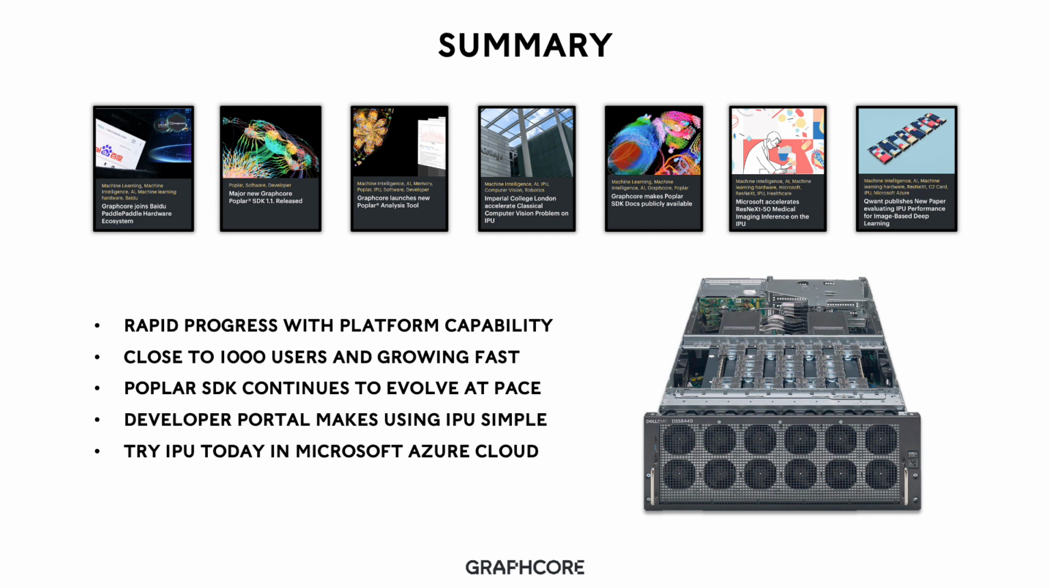In summary, you can see that GraphCore is making rapid progress with its platform capability for scalable machine intelligence systems. Some of our recent news articles show this exactly. Recently, we discussed joining Baidu's Paddle hardware ecosystem for supporting more machine intelligence frameworks, new releases of our POPLAR SDK and our POP Vision development tools, our work with Imperial College on accelerating next-generation computer vision problems, releasing our documentation and our developer portal, working with Microsoft on medical imaging for ResNext 50, and working with Quant for accelerating their image recognition for search tasks.